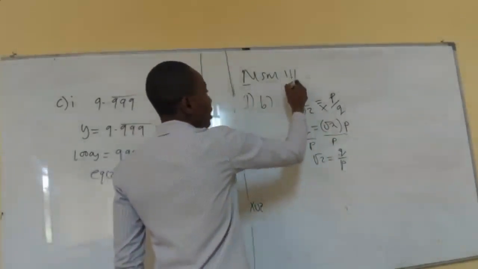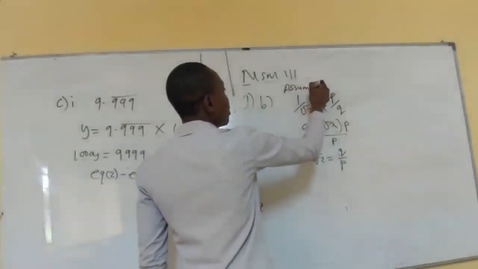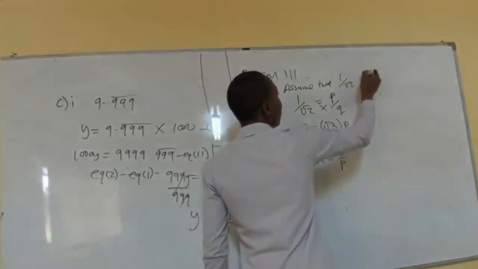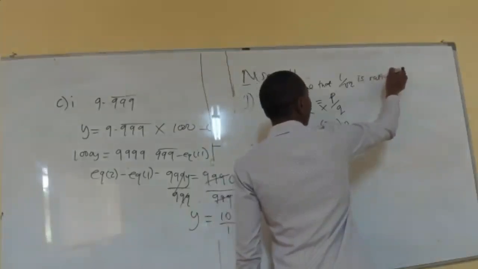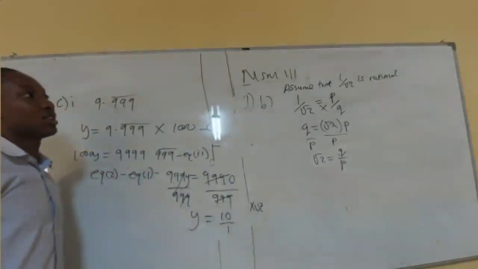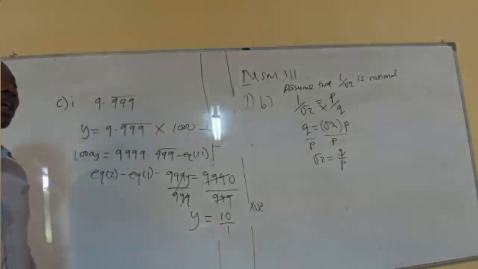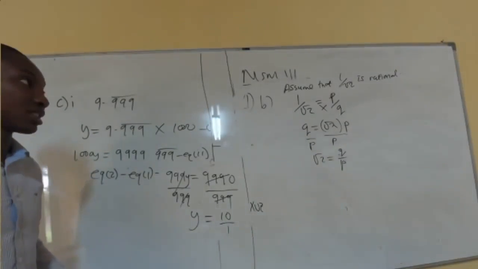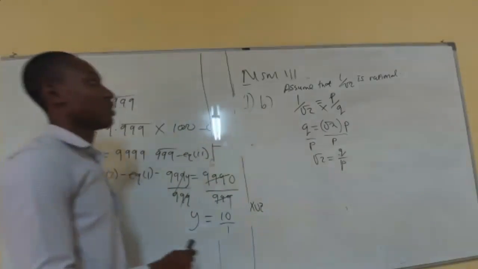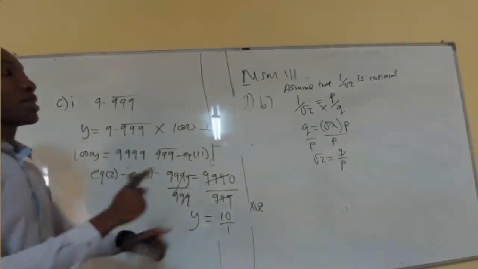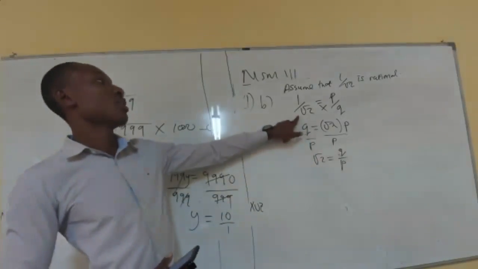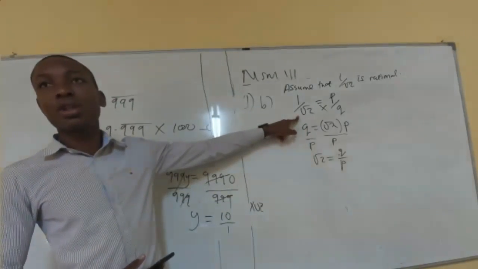So we are saying, assume that 1 over root 2 is rational, meaning that it's in its simplest form, it has no common factors, that's what we mean. Then after that, you come to this part, when you say 1 over root 2 is equal to P over Q, then I just cross multiply, or alternatively, you can just prove that root 2 is irrational.